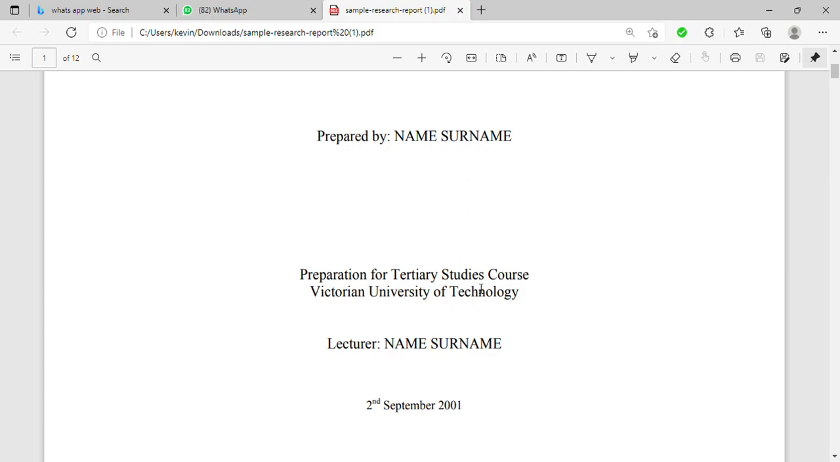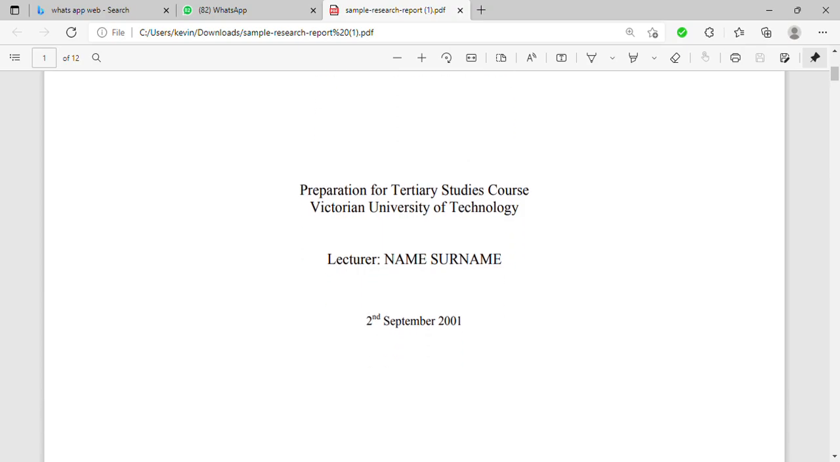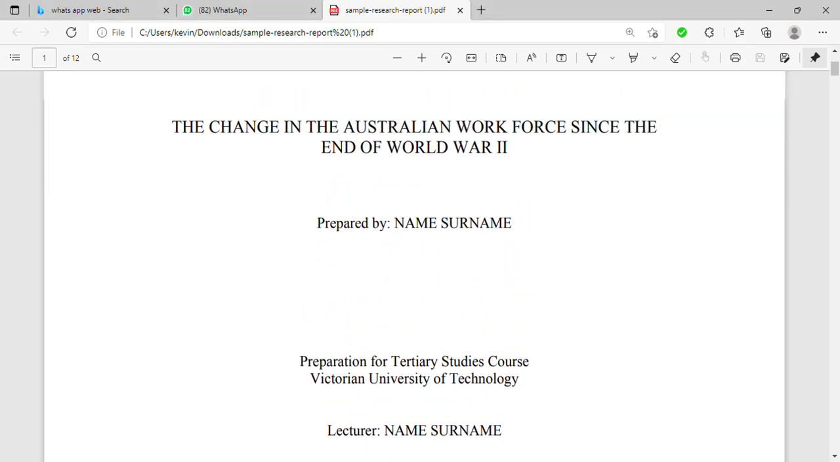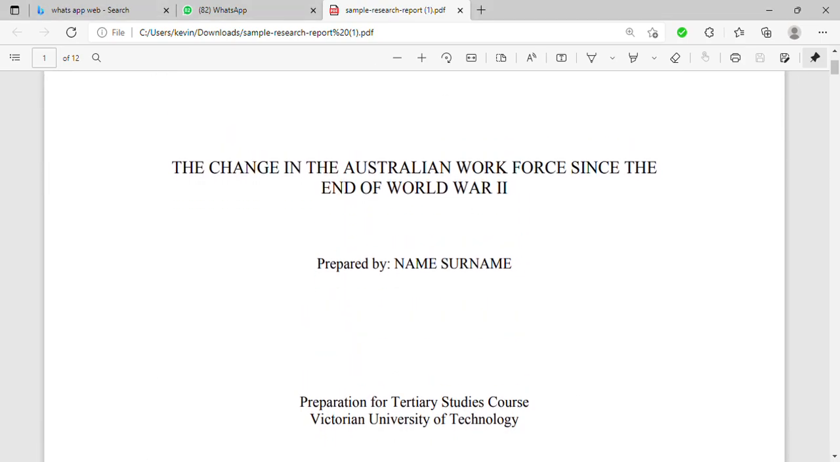Preparation for tertiary studies course, Victorian University of Technology, the name of the lecturer, you rate it there, or the supervisor. Then the date, 2nd September 2001. This is what we call the cover page. It includes the topic of the research study, the name of the organization, the name of the researcher, the name of the supervisor, and then the date of submission.